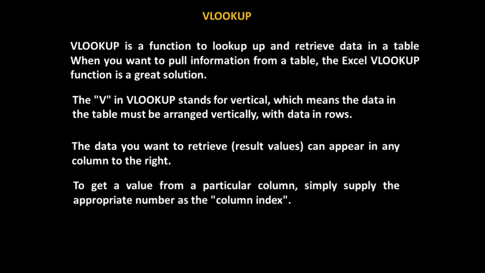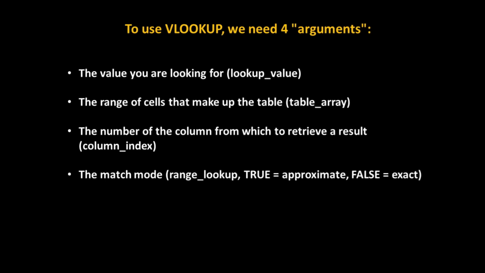To get a value from a particular column, simply supply the appropriate number as the column index. Now here are the 4 arguments which we need to pass to the Vlookup function. The first is the value you are looking for, that is the lookup value, a specific value which you would like to look up in the table. Then the range of cells that makes up the table, the table array. Then the number of the column from which to retrieve a result, that is the column index.